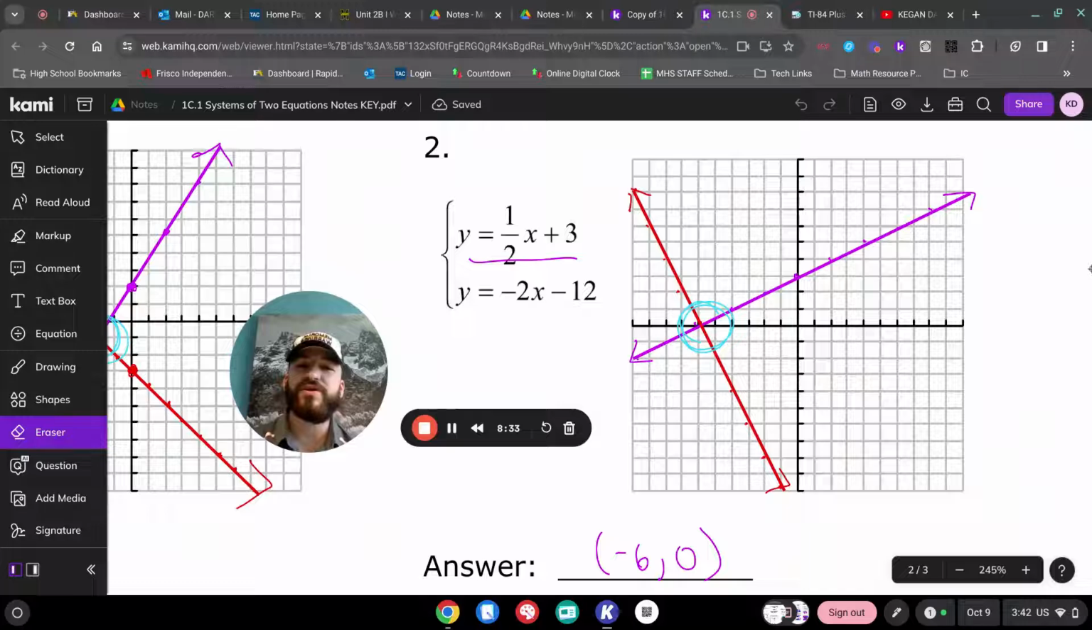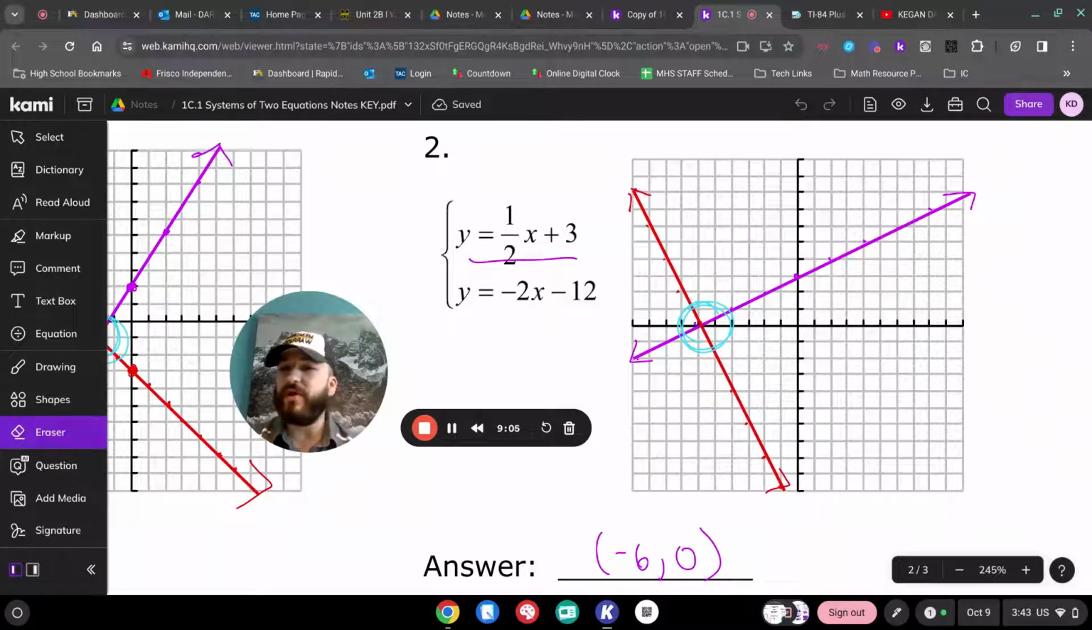All right, y'all, and for number 2, we have y equals 1/2 x plus 3, so plus 3 and then up and over, up by 1 and over by 2. Up by 1 and over by 2. And then for our second line, y equals negative 2x minus 12. So minus 12 is a little bit off, probably down here, but we can, of course, backtrack. So to the left by 1 and up by 2 and backwards all the way until we do find that intersection point right here of negative 6 comma 0.